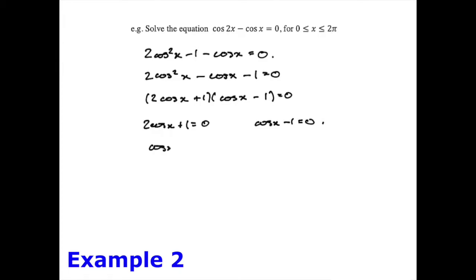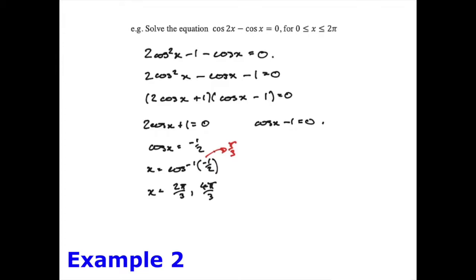So cos x is negative a half. When is cosine negative 1/2? Well, that base angle, cosine 1/2, is π/3. But we want to get the correct quadrants, which for negative cosine is the second and third quadrant. So the second quadrant will be 2π/3, and the third quadrant will be 4π/3.